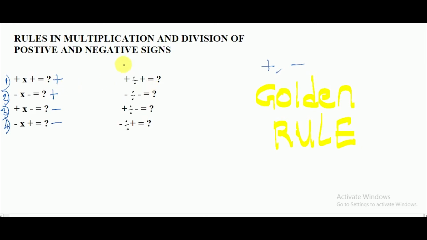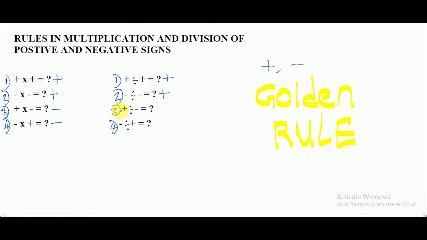Now let's move over to the division part. Let's move on to this part here. The first part says plus divided by plus will give us what? The same rule says that when we have two identical signs multiplying or dividing themselves, they give us a positive sign. Our answer will be positive. Number 2, minus divided by minus is what? Yes, positive, because they have the same signs.